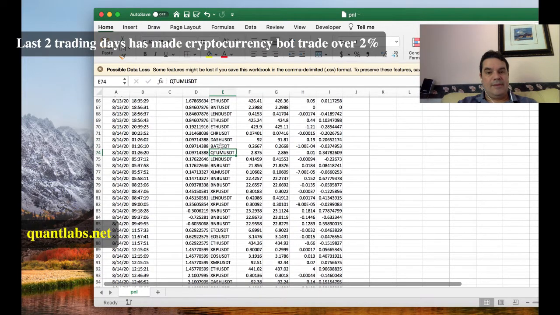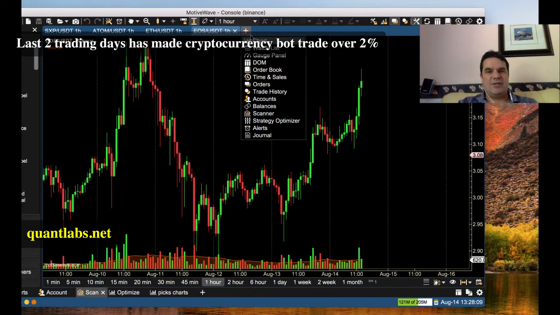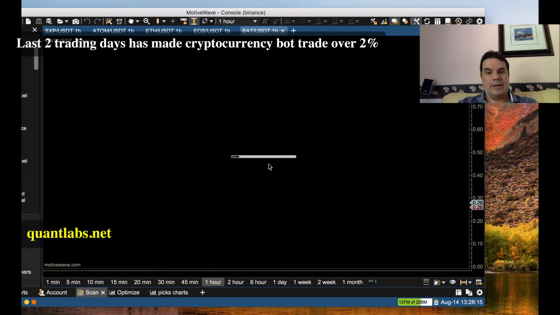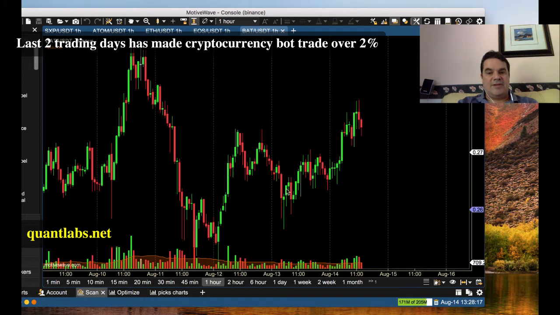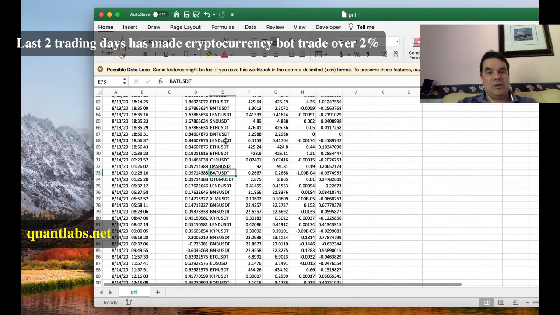BAT, not a huge fan of it. That's Basic Attention Token, maybe. I don't know. BAT USDT. Let's see here. It's not bad. From a low 26 cents to 28, maybe just under 10%. And lastly, I want to talk about this one coin here.